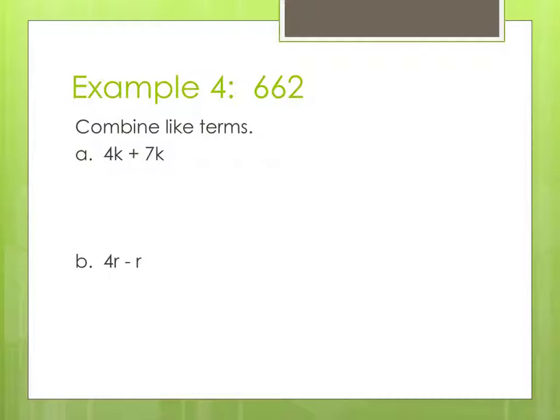So A is 4k plus 7k. Since those two terms are alike, we can go ahead and add them. So 4 plus 7 is 11k. B is 4r minus r. So recall, if we don't see a number in front of a variable, we put a 1. So 4r minus 1r is 3r.